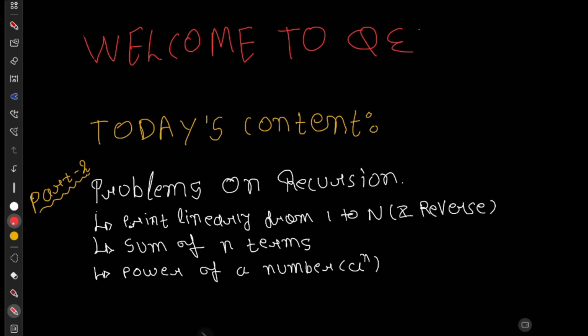In today's video, we will discuss part 2 of recursion. We will solve problems on recursion. There are many problems in recursion, but these three basic recursion questions will give us more clarity about recursion, what backtracking is, and how to use recursion in different cases. Printing linearly from 1 to n, and reversing it, is your homework. Sum of the first n numbers and power of a number, meaning a raised to n. So let's begin.